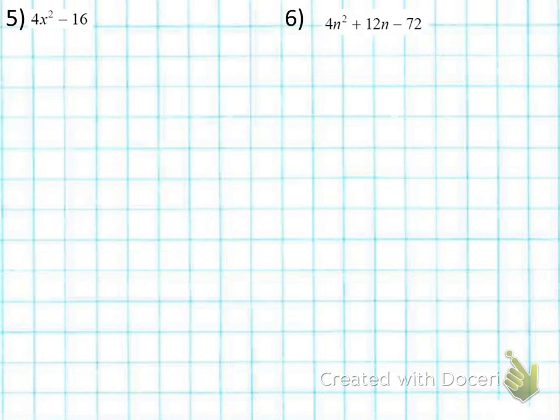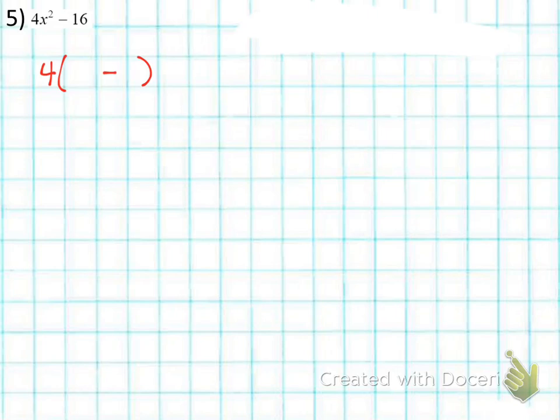Number 5 is a little bit different. What do you notice about number 5? There's only 2 terms, right? But do we have a factor? Do we have a GCF yet? What's the GCF of both of them? 4. So let's take out the GCF. Whenever you can take out a GCF, take it out. So we have something minus something. What's it going to be? What should I put in my parentheses?